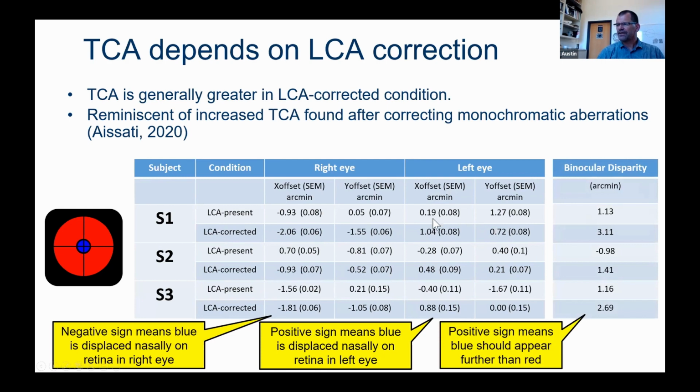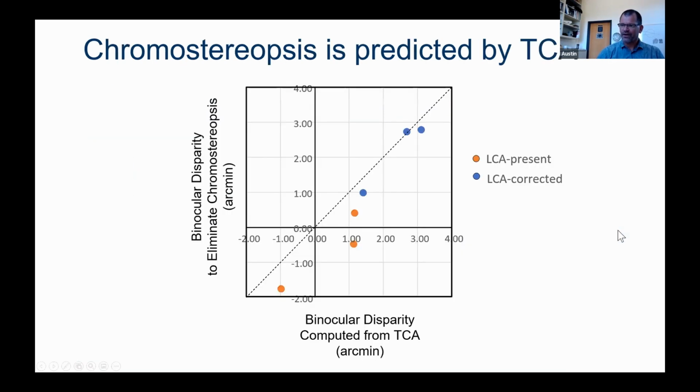And so we calculate the difference between these, and they're computed here. And a positive sign of this value means that a blue target should appear further than red in the chromostereopsis experiment, as I had described earlier. So with the binocular disparities that we calculate, we compared those to the binocular disparities that we had to do in the chromostereopsis experiment to eliminate the chromostereopsis.